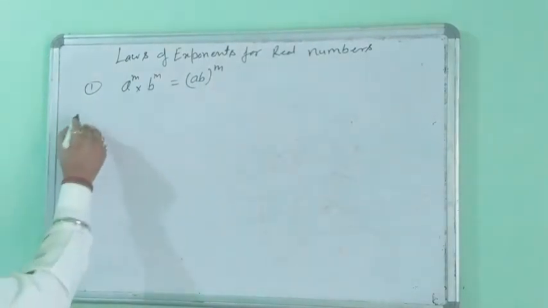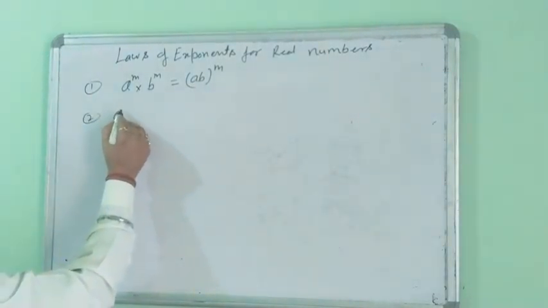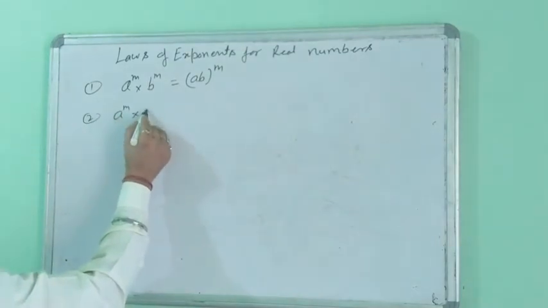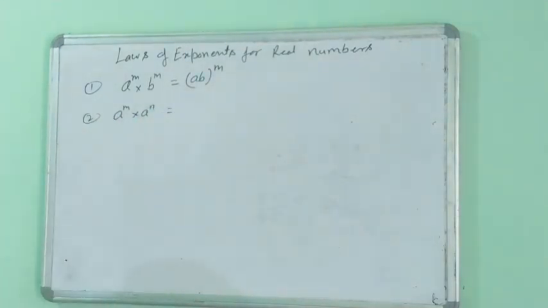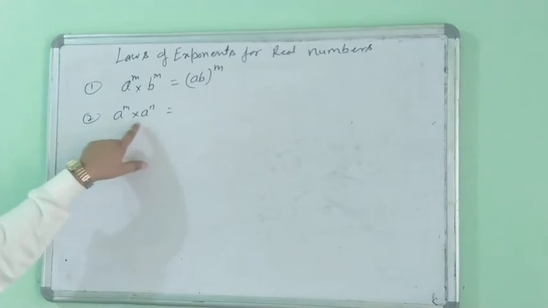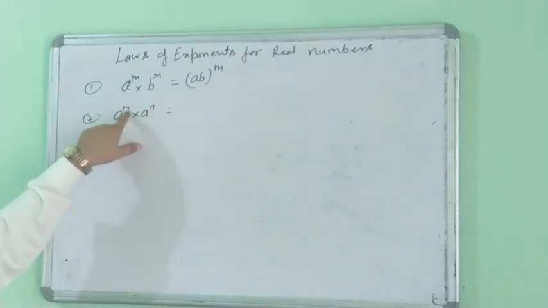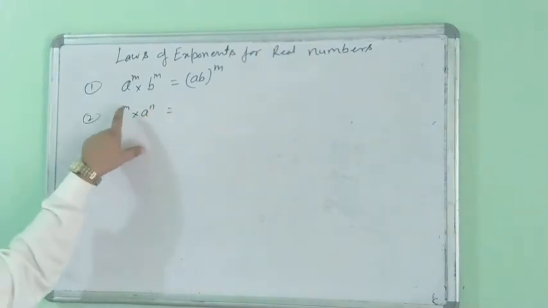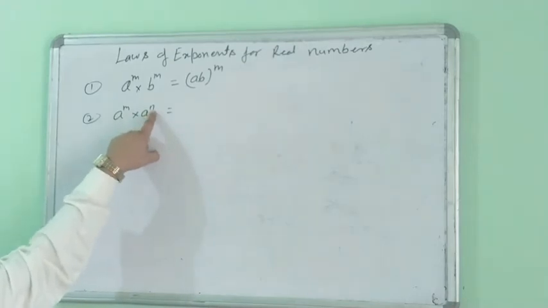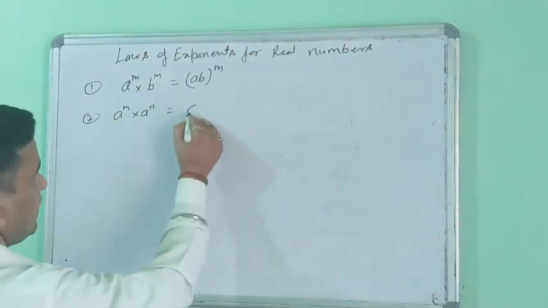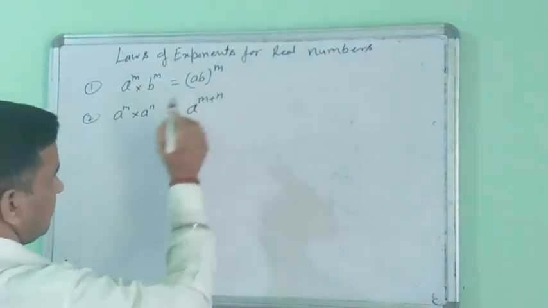Second rule here: suppose a exponent m into a exponent n. So what result? When the base is the same but the exponents are different, then the rule will be a exponent m plus n.